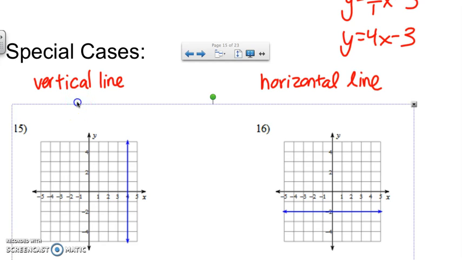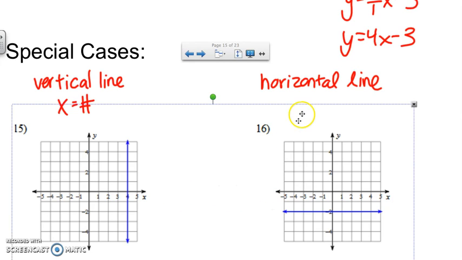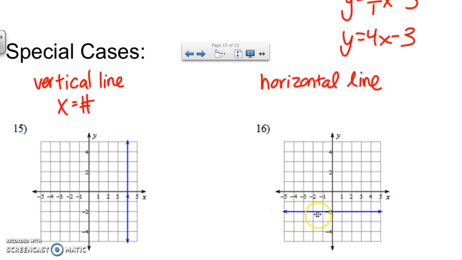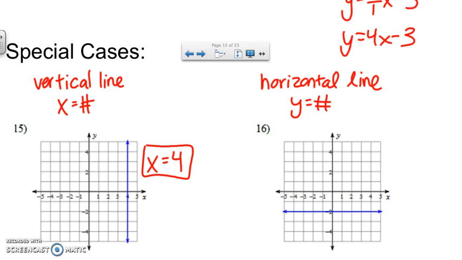Okay, so with vertical lines, what axis is it hitting is what you have to ask yourself. So that hit the x-axis at a 4. So it's always going to be x equals a number for vertical lines. For horizontal lines, it hit the y-axis right here. So they're always going to be y equals a number. Okay? And then it's the number that it hits. So this hit x at a 4. So the equation will be x equals a 4.